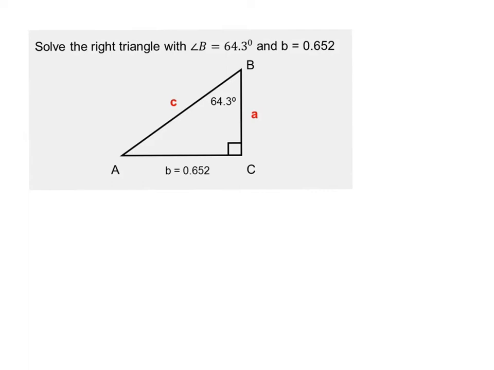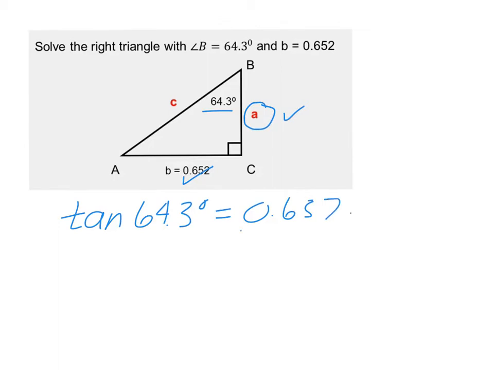Our first step to solve this right triangle is to solve for A. If we look at our 64.3 degrees, we have the opposite and we are looking for the adjacent. Then we're going to use tangent. So the tangent of 64.3 degrees equals the opposite, which is 0.652, over the adjacent, which is A.